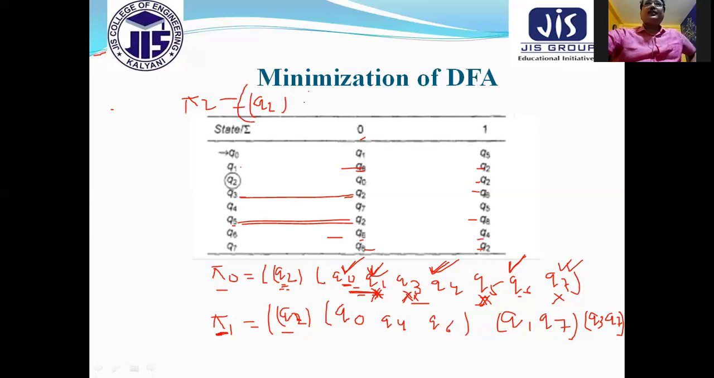Now you have to check Q0 with Q4. Check Q0 is Q1 and Q4 is Q7. Now they belong to the same set of pi 1. Sorry, this will be the 5 most probably. Okay, Q3, Q5. So this is equal here.